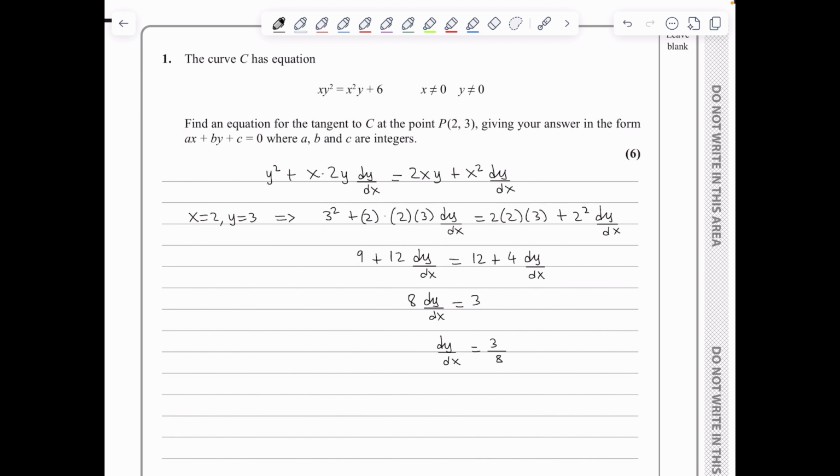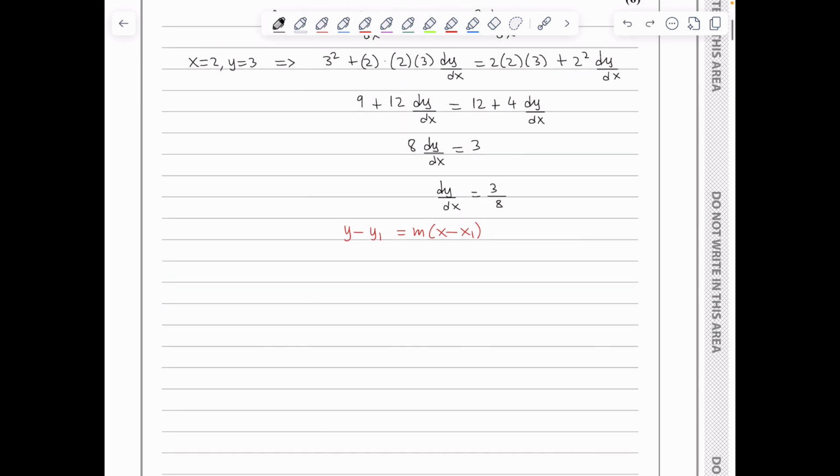We can then recall that the equation of the line is given by y minus y1 is m times x minus x1. So we're looking at y minus 3 is equal to 3 over 8 times x minus 2. I will cross multiply by 8, so I will multiply y minus 3 with 8, leading to 8y minus 24 being equal to 3x minus 6. And if I collect everything on the left hand side, I get 8y minus 3x minus 18 is equal to 0.